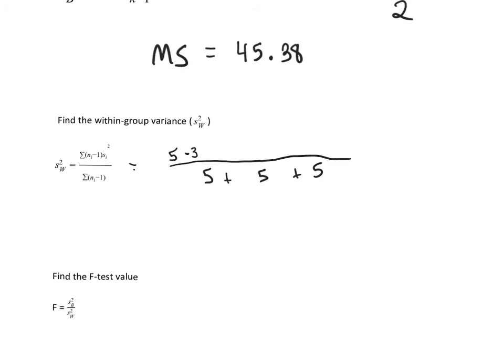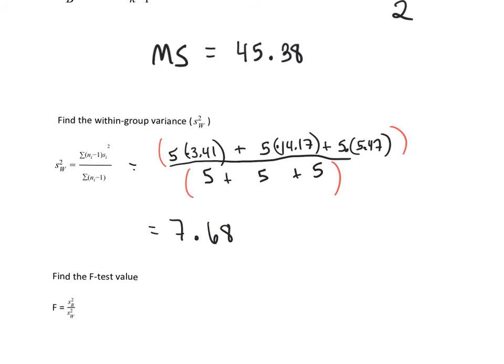So it's 5 times 3.41, plus 5 times 14.17, plus 5 times 5.47. These are just multiplied. That's going to give us our within group variance. Again, be very careful when putting this in the calculator. Put some parentheses around the top and around the bottom if you're going to put it in just like that. But hopefully, if you do, you'll get 7.68.